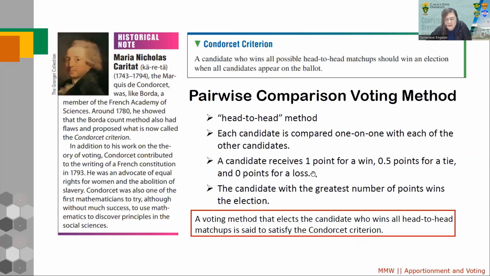Okay. So ang sunod gitawag nga pairwise comparison voting method. So a candidate who wins all possible head-to-head matchups should win an election when all candidates appear on the ballot. So head-to-head method. Okay, each candidate is compared one-on-one with each of the other candidates. Okay, a candidate receives 1 point for a win, 0.5 point for a tie, and 0 points for a loss. Okay, a candidate with the greatest number of points wins the election.